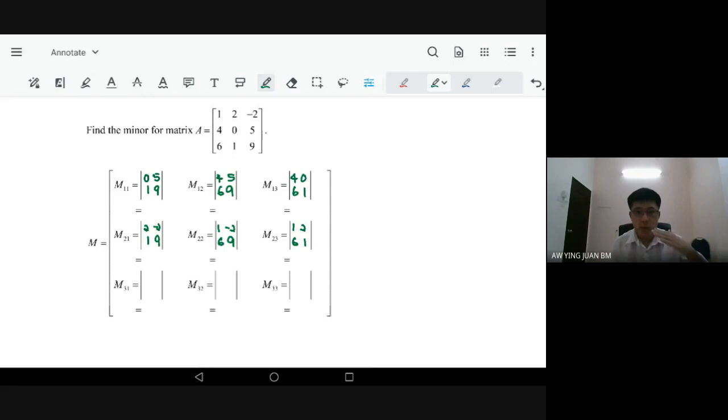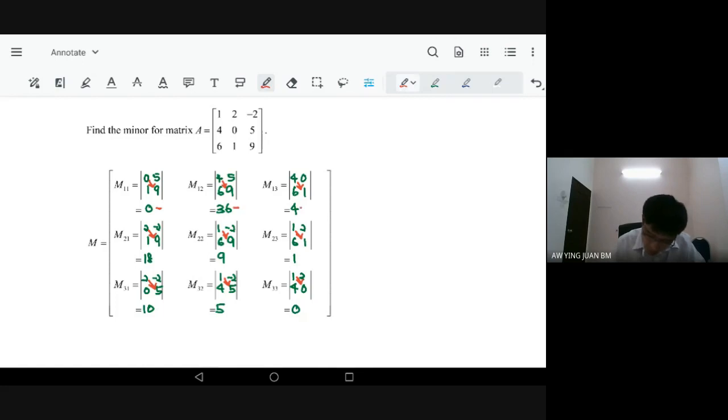Move on to the third row. For the third row, we have 2, -2, 0 and 5. Then 1, 4, -2 and 5. Finally we have 1, 2, 4, 0. Kindly double check. Done? Next, remember, cross multiply. Repeat the same process for all the entries. Here we have 0, minus, then we have 36, then 4, 18, 9, 1, 10, 5, and 0. Repeat the situation. We have the minus.